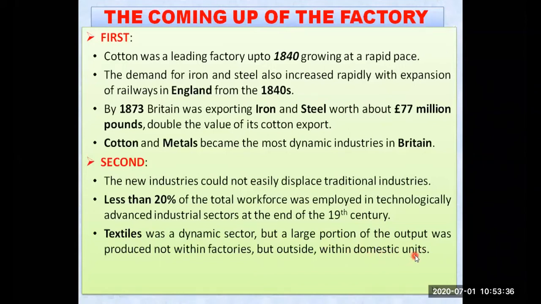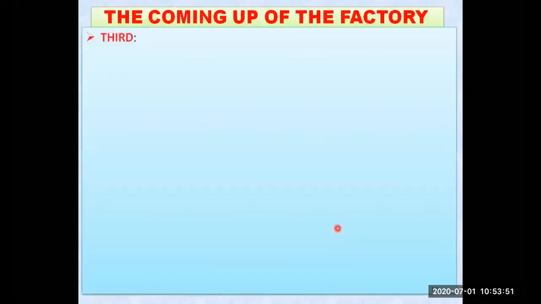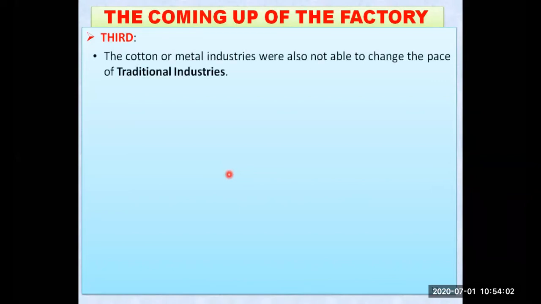So the statement is saying that a large amount of production was going on within domestic units, that is, at home. घरों में ज्यादा प्रोडक्शन हो रहा था, not in the factories but in the homes, because we have seen that only less than 20% of workers were available who were technologically sound. तो बहुत बड़ा प्रोडक्शन जो है वो घरों पे ही हो रहा था, फैक्ट्रीज पे नहीं. So we can conclude a few things that we will deal with after this, the third reason.